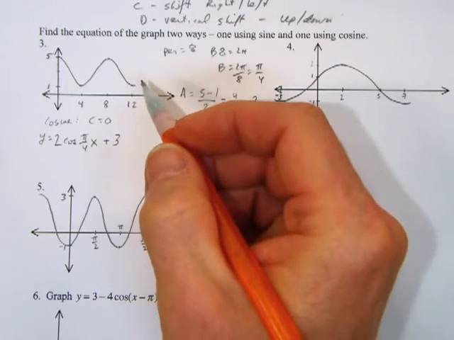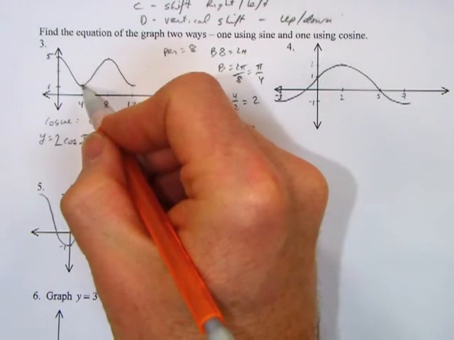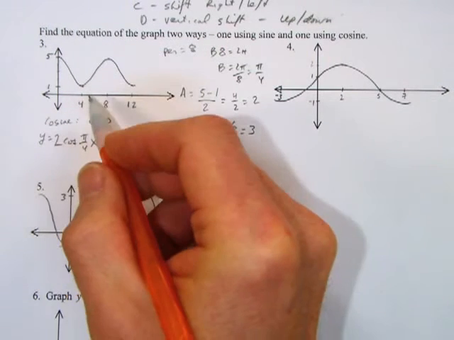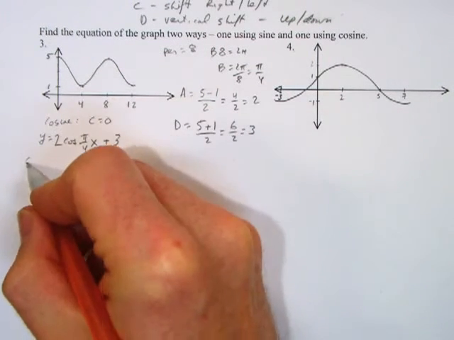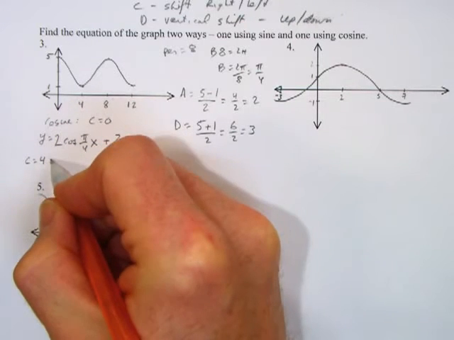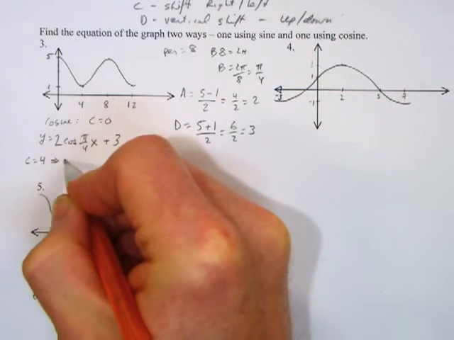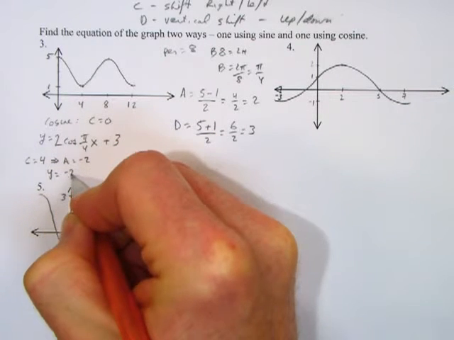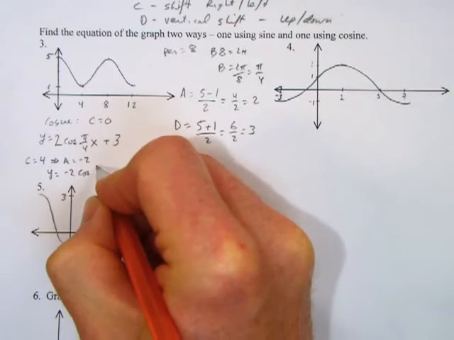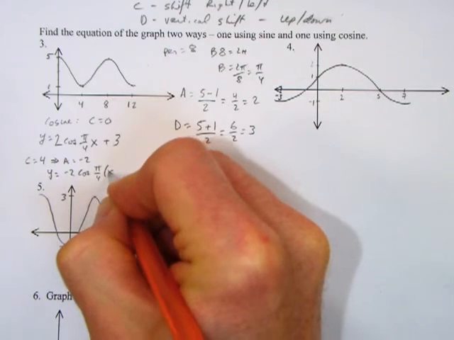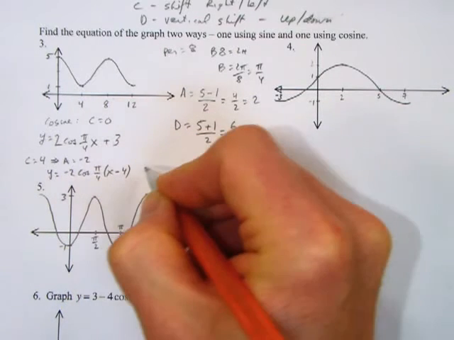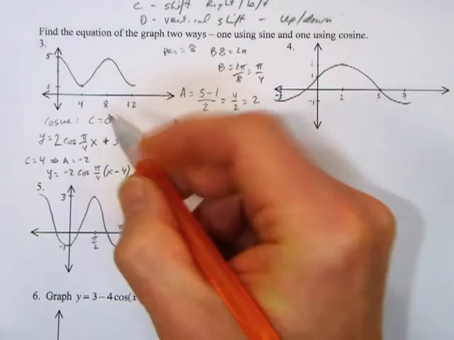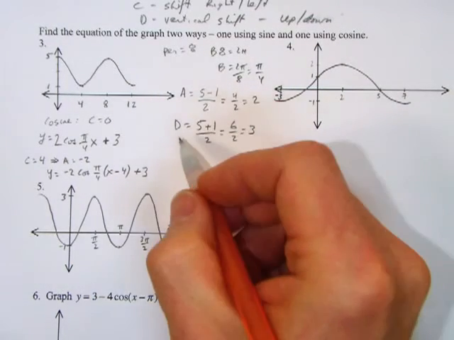Now, what would happen if I said, hey, I want to start it down here instead? Well, what would that be? That would be a c of 4, but then if c is 4, that would make a be -2. So this would be y equals -2 cosine of pi over 4 times x minus 4, because we're shifting 4 right, plus 3. I just want to show that there are multiple different answers here.